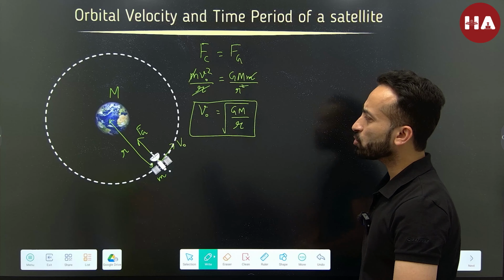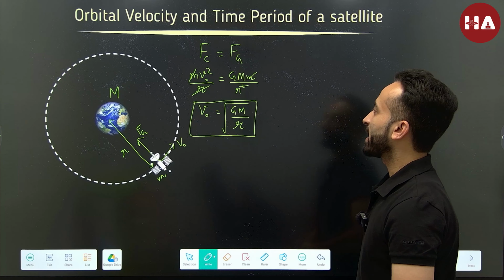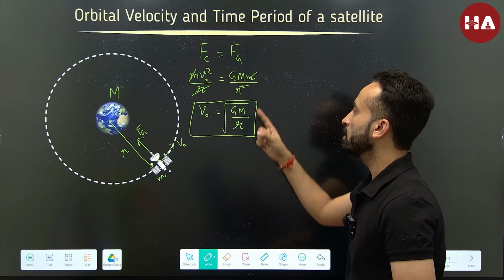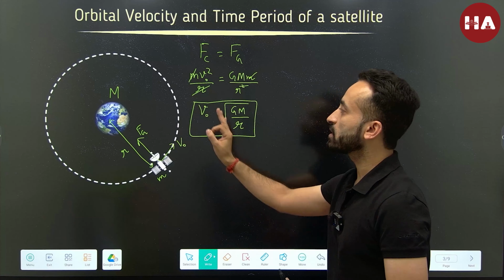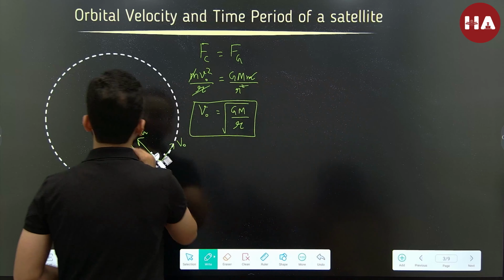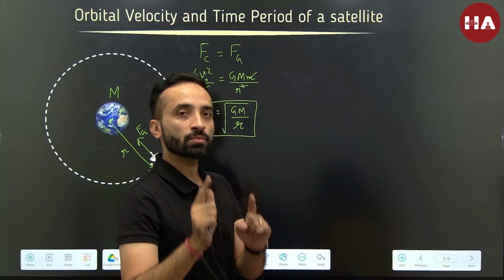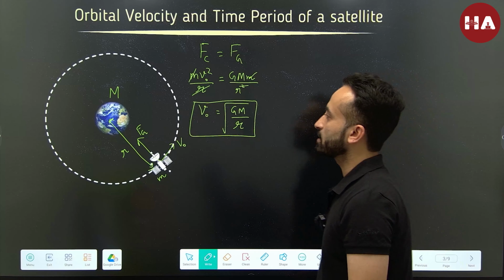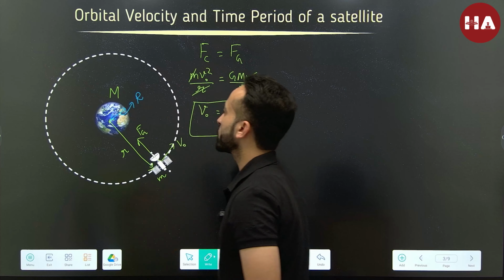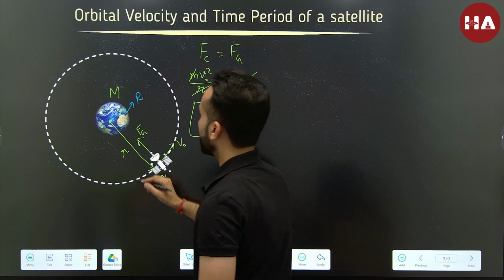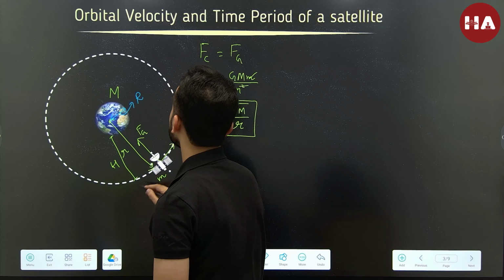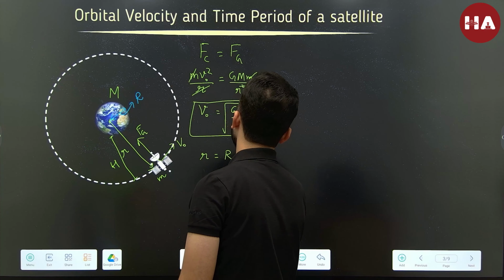Now you understand this is the orbital speed, and what factors does this orbital speed depend on? Capital M, that is the mass of the Earth, and the orbit radius, right? And when I say radius, it has to be measured from the center of the Earth. Keep that in mind, because if you talk about the radius of the Earth, we denote it by capital R. So if we denote the distance from the surface, let's say we call it h, then you should understand that r is equal to R plus h.